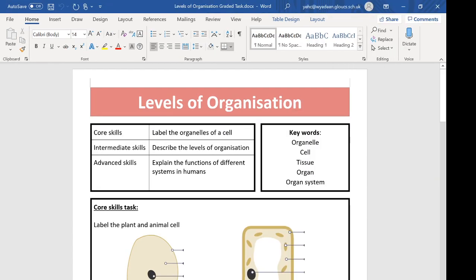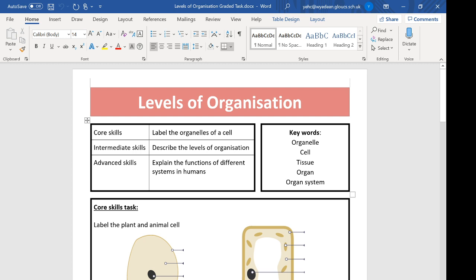Then you get to this task. So what I've done is I've put some keywords in the top right that you should be aware of. An organelle, remember, is the structure inside a cell. You would have labeled plant cells and all that back in year 7. And then we have all the keywords we talked about today, so tissue, organ, system. And then I've also divided the task up into core skills, intermediate skills, and advanced skills. This is mainly just layering up on top of each other.